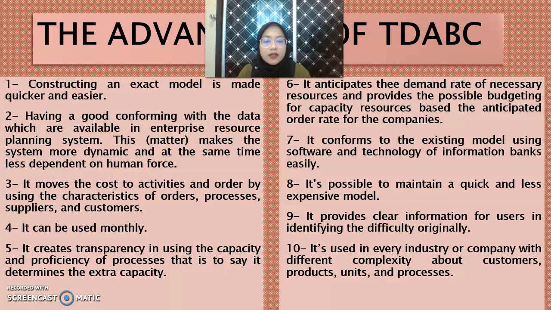Next is conforming to the existing model using software and information technology easily. It's possible to maintain a quick and less expensive model. It provides clear information for users in identifying the difficulty originally. And the last one, it is used in every industry or company with different complexity about customers, products, units, and producers.